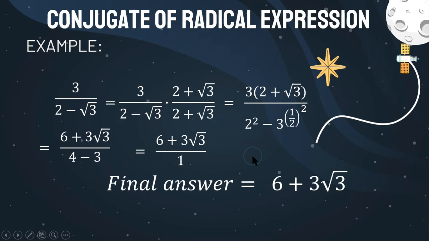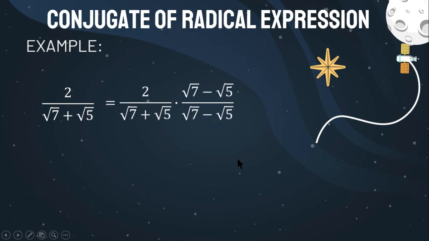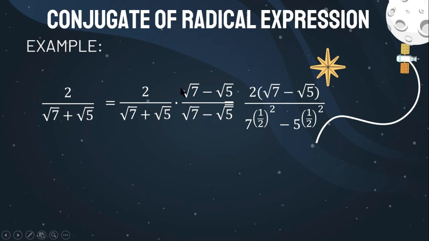Another example. 2 over square root of 7 plus square root of 5. Find the conjugate of square root of 7 plus square root of 5, which is square root of 7 minus square root of 5, and multiply the numerator and the denominator by it. Okay? So the answer is 2, and then times square root of 7 minus square root of 5, and then the square of the first term, which is this, and then this.